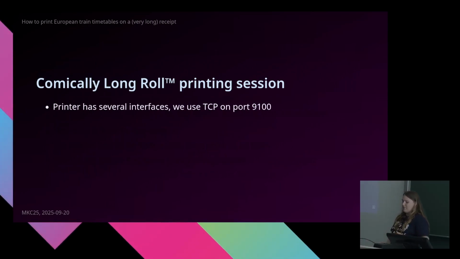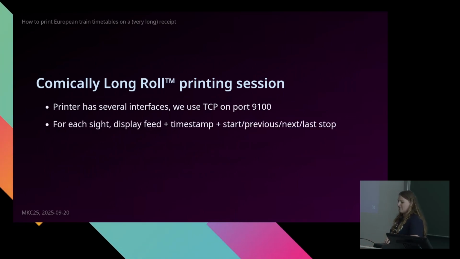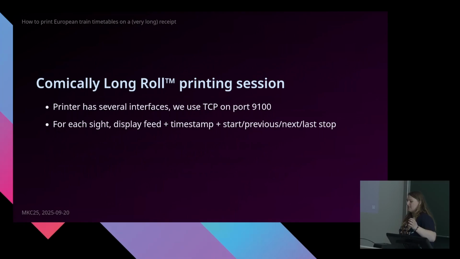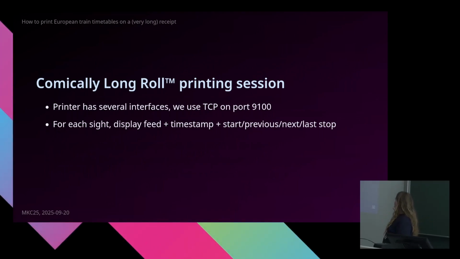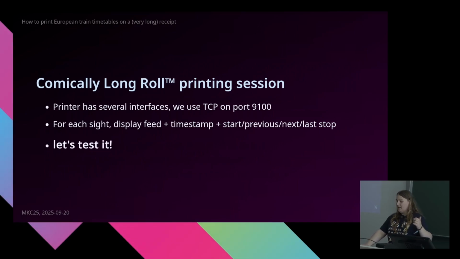The printers have several interfaces, often through serial ports. This one has TCP on port 9100, which is pretty standard. For each site, we display all of the info we mentioned previously with the 4 stops that are interesting for us: the starting stop, the last stop, and then the previous and next ones with a timestamp, so we can have a rough idea of when the trains are going to be passing by.